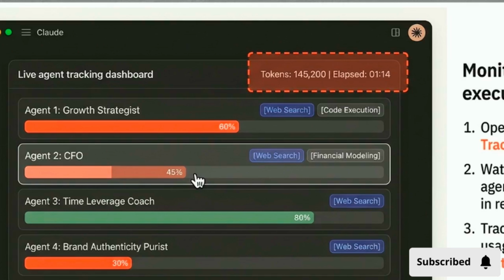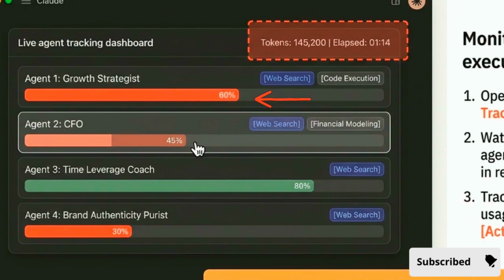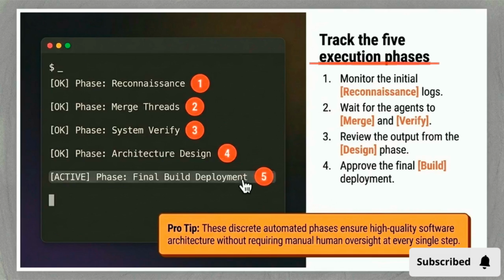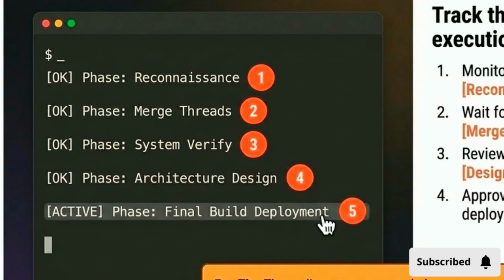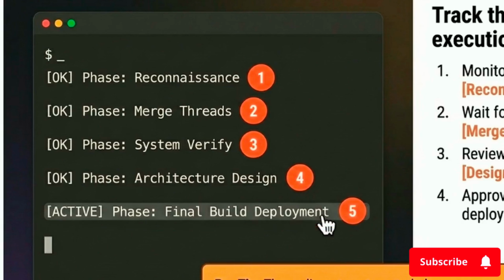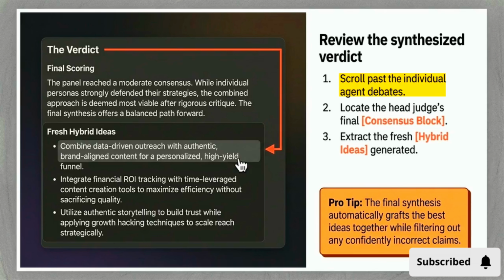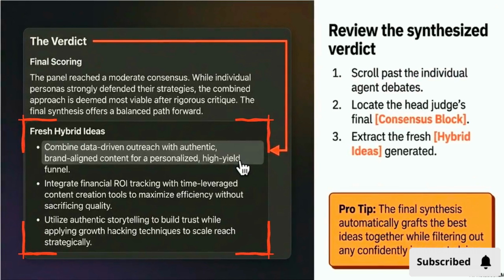While the agents debate, you can monitor the live execution. This dashboard tracks the real-time token burn and shows the exact progress bars for each distinct persona. Behind the interface, the system cycles through 5 automated phases. It moves from initial reconnaissance and thread merging directly to the 5th and final build deployment. When the process finishes, you can bypass the individual agent debates entirely. Scroll straight to the final synthesized verdict block to find the hybrid ideas that survived the critique.